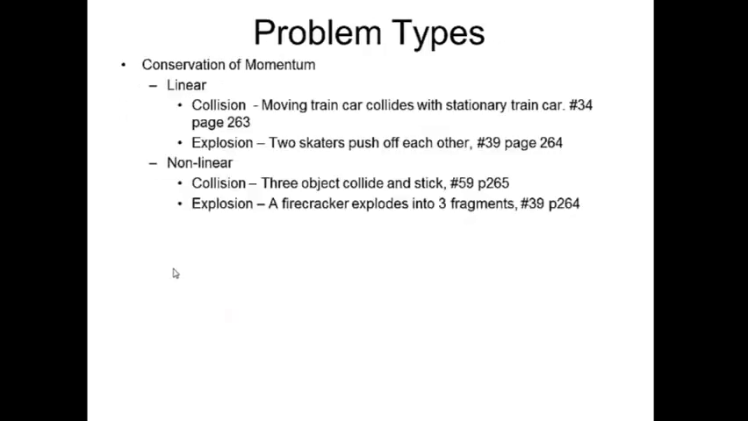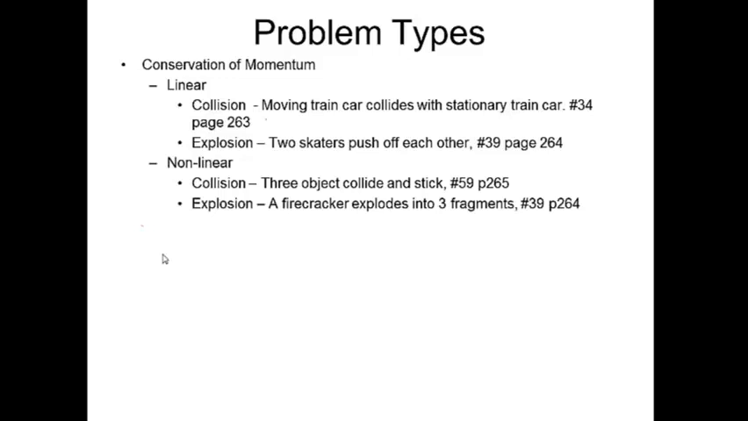All right. I broke into different types of conservation of momentum problems. These are from the textbook, the Knight textbook. We have collision: a moving car collides with a stationary car. That was the one I showed you earlier. An explosion: two skaters push off as an example.